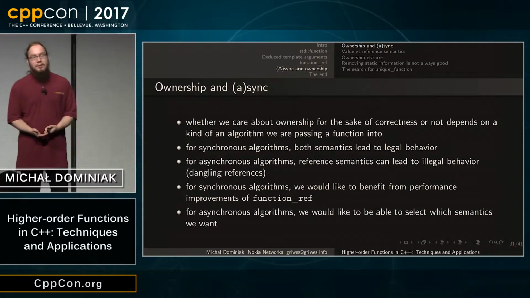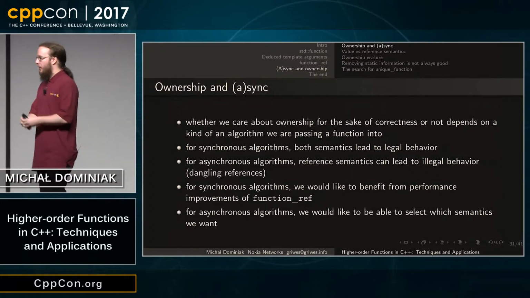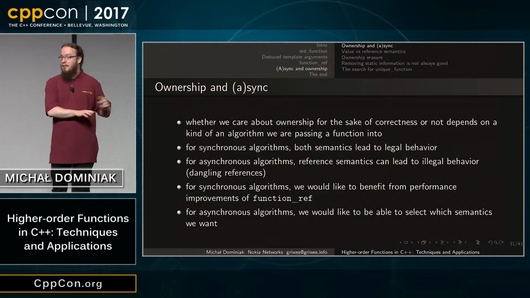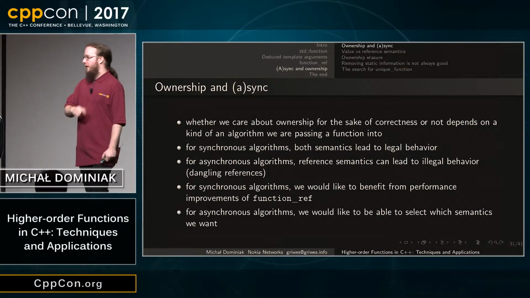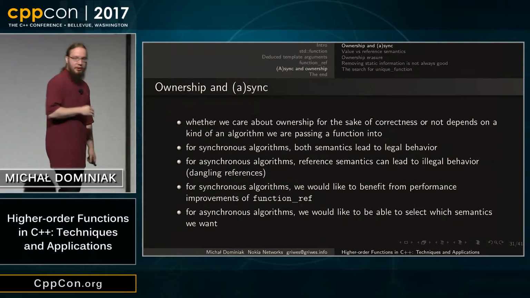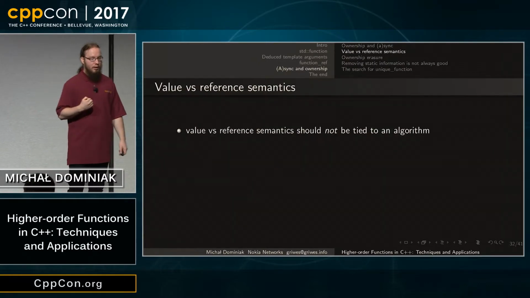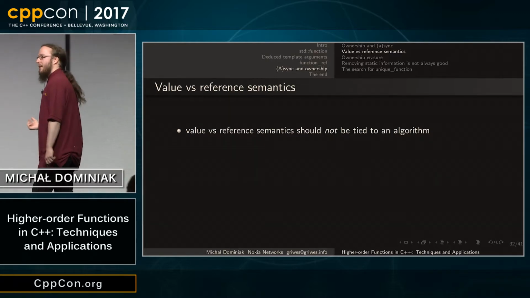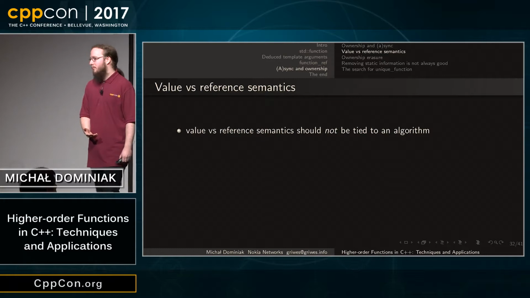For asynchronous algorithms, we, as the caller, would like to be able to specify whether the thing that we are working with is going to outlive the asynchronous context or not. The author of the API doesn't know. He doesn't know what we are passing into his function. We know how long the object we are passing in is going to live. So it would be better if we could make the decision. So I propose that the decision of value versus reference semantics should not be tied to the algorithm itself. It should be tied to the way the algorithm is invoked.